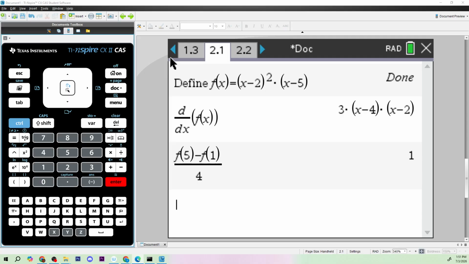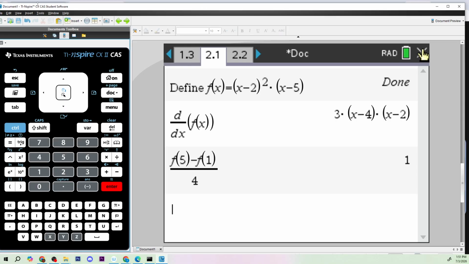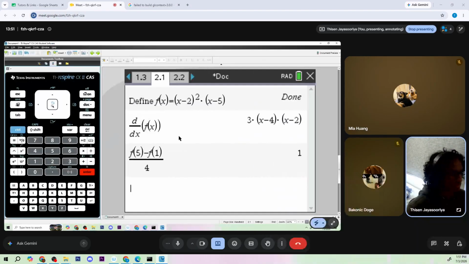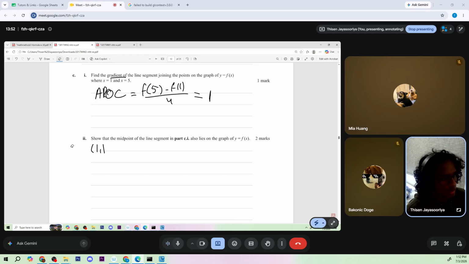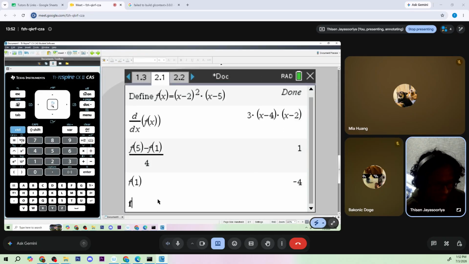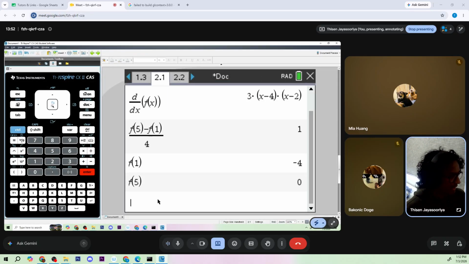It says here, show that the midpoint of the line segment also lies on the graph. So the midpoint of this line segment, so the first point is 1, comma, right? Let me find out what this... So here, let's just find out what f of 1 is. I'm going to turn off that caps lock again because I turned it back on. So here, it's going to be 1, comma 4, right? That's the first point.